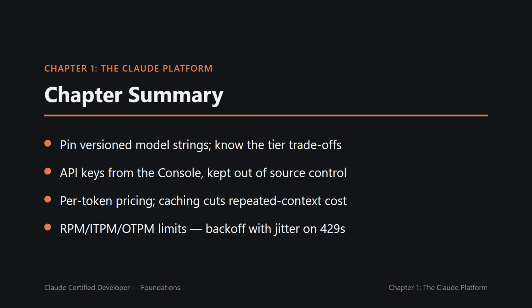To recap, model strings are versioned identifiers. Pin specific versions in production and know the tier trade-offs. API keys come from the Anthropic console and should stay out of source control. Pricing is per token, input and output priced separately, with prompt caching available to cut repeated context costs. Rate limits are enforced across RPM, ITPM, and OTPM simultaneously. Use exponential backoff with jitter on 429s. And prefer official SDKs over raw HTTP. The console, not Claude.ai, is the developer's home base.